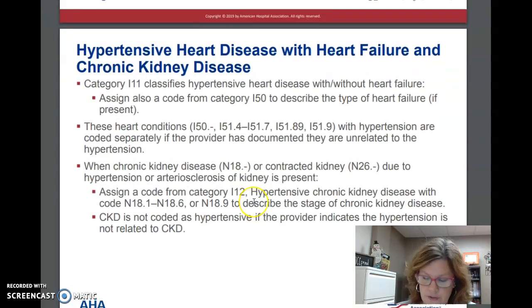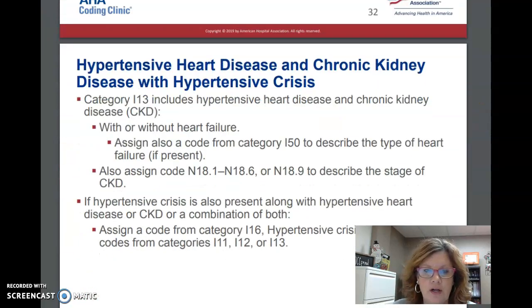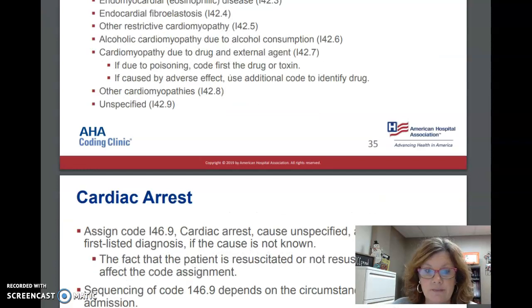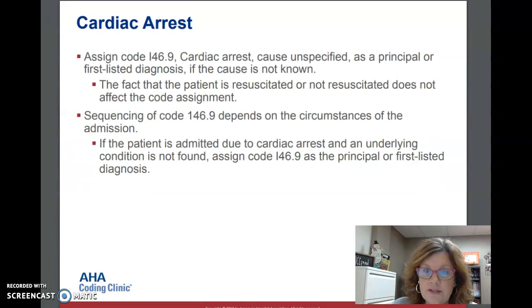Okay, so then we're going to get into hypertension. Hypertensive heart disease with heart failure and chronic kidney disease. We'll talk about this when we actually get into the hypertension a little bit more. We have I11, I12, I13, which we'll talk about. Okay, these again, please just read through these. A lot of these that I go through so quickly, it's just telling you what the code is and what condition it is. Cardiac arrest, cause unspecified, is a principal or first listed diagnosis if the cause is unknown.